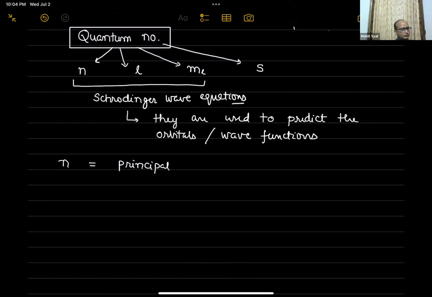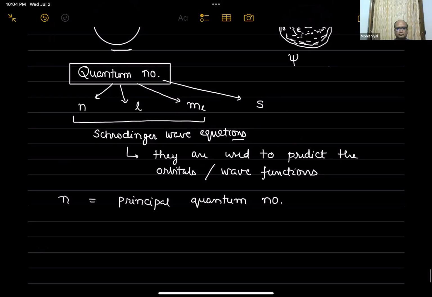Got it? Is it clear? Yeah. This is known as principal quantum number. This is the quantum number uh, and all the students are aware of this quantum number. Got it?